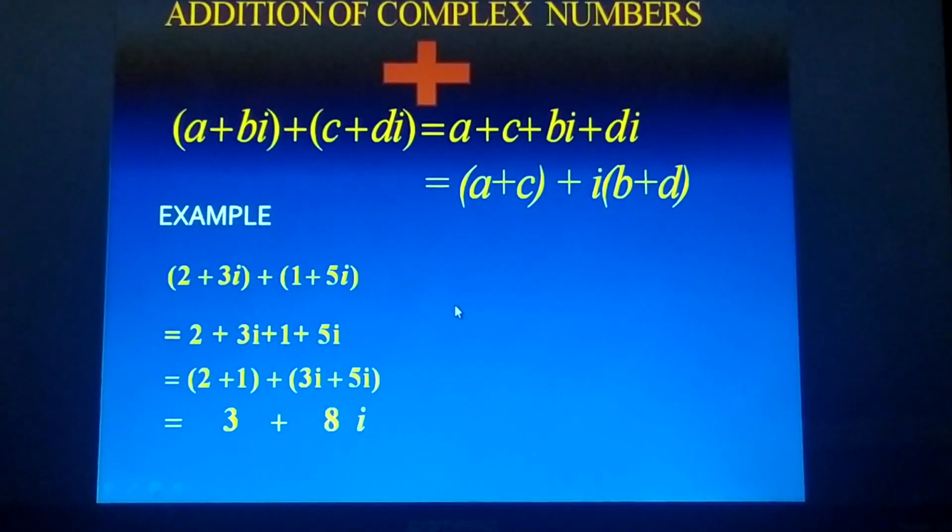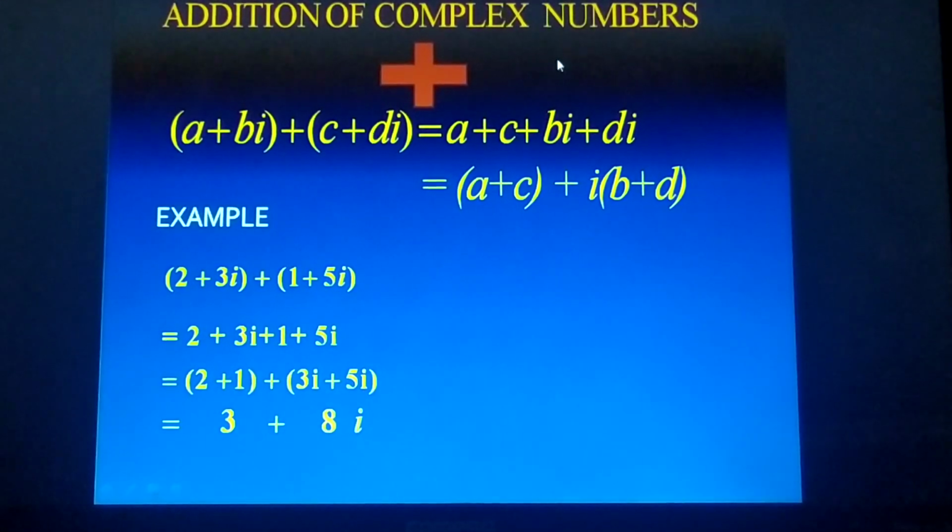Let's see the operations for complex numbers. Addition of complex numbers: (a + bi) + (c + di), two complex numbers, one is a + bi and another is c + di. We are going to add. As per our addition rule, we open the bracket, so it is a + bi + c + di, which is a + c + bi + di. Add the real numbers a + c and add the imaginary numbers bi + di, so i is common: i(b + d).